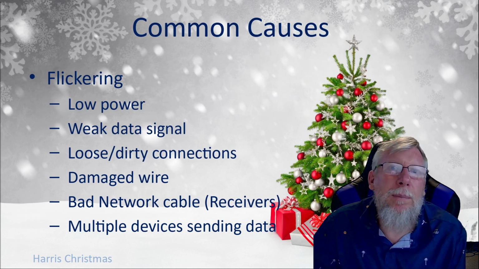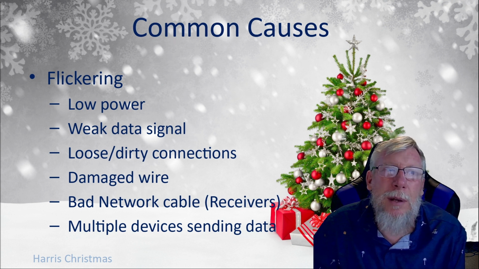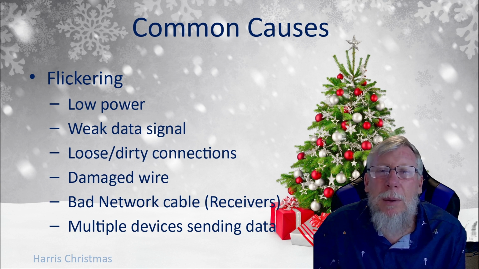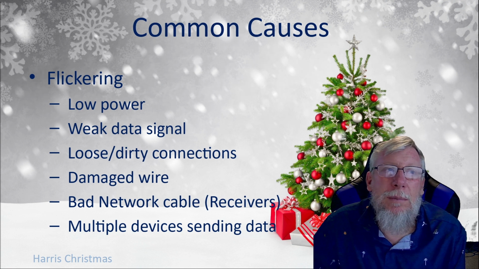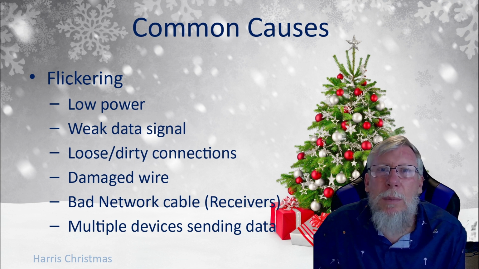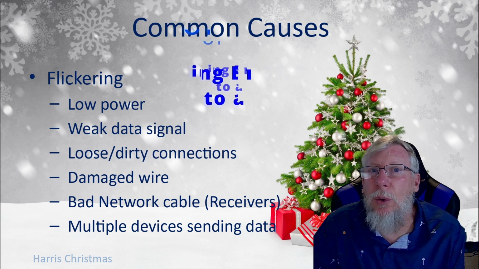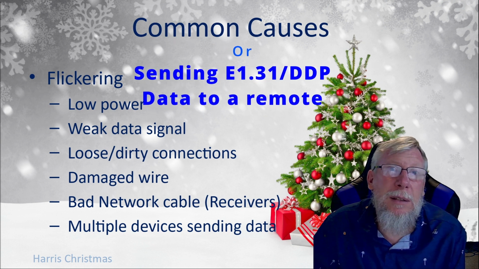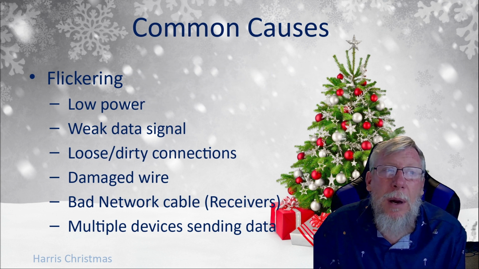Could be damaged wire. A lot of the pixels and stuff that we use in this hobby, the wire is really small and there's not a whole lot there, and that wire can get damaged. It could be a bad network cable, especially if you're using receivers. Another common cause of flickering is you've got multiple devices sending data out at the same time. You might have a sequence playing, and you might have xLights open and the output to lights on, or you might have a test pattern going from xLights or your controller, and you're also playing a sequence, and that could cause a problem as well.